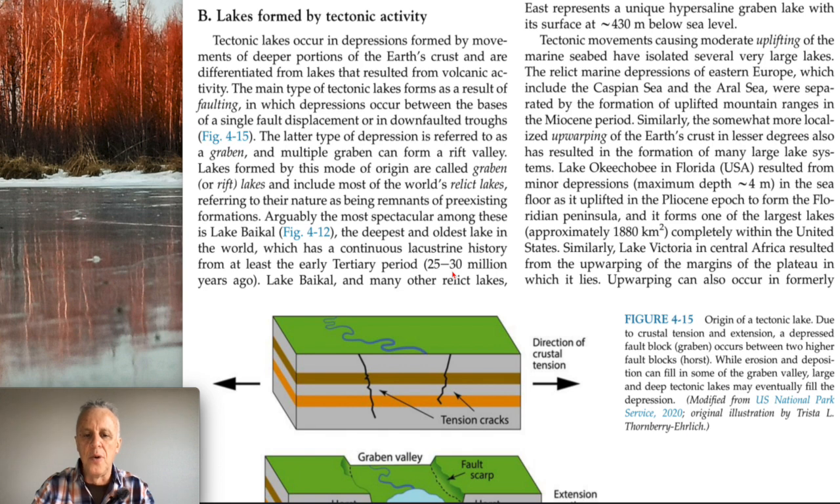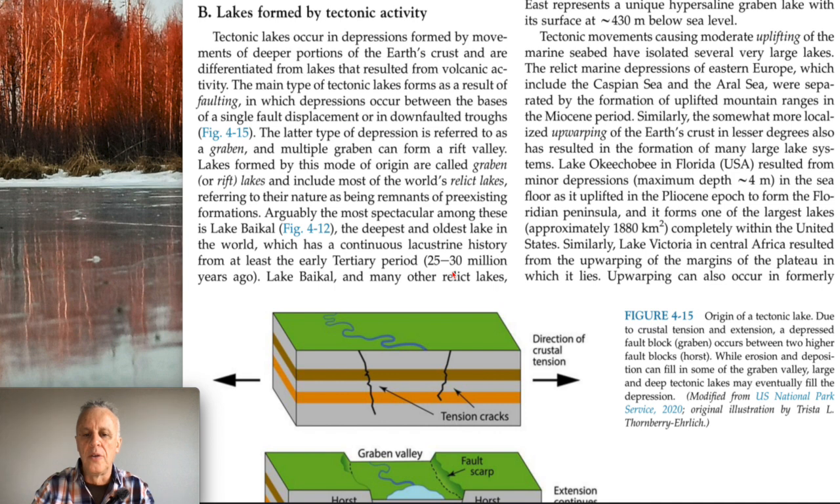The latter type of depression is referred to as a graben, and multiple grabens can form a rift valley. Lakes formed by this mode of origin are called graben or rift lakes, and include most of the world's relict lakes, referring to their nature as being remnants of pre-existing formations. Arguably, the most spectacular among these is Lake Baikal, the deepest and oldest lake in the world, which has a continuous lacustrine history from at least the early Tertiary, which is between 25 and 30 million years ago.